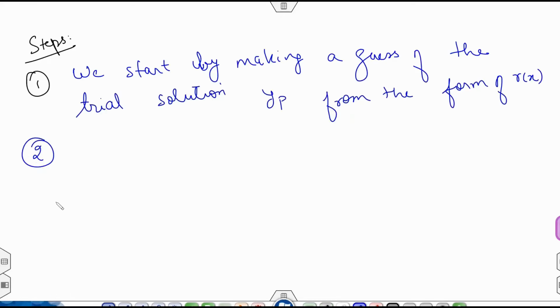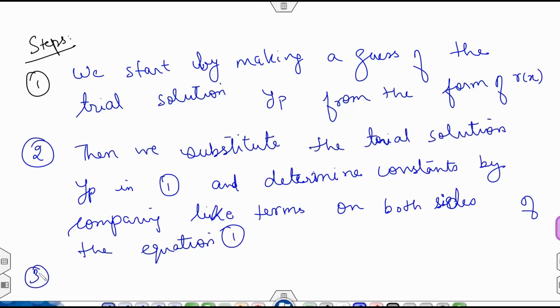What is our second step? Then we substitute the trial solution in our equation and compare the like terms from both sides and find out the constants. After that we write down the required solution. So what I told in step 2 is that whatever guess we made in the first step, we substitute that trial solution in our equation, and then we determine the constants involved in the trial solution.